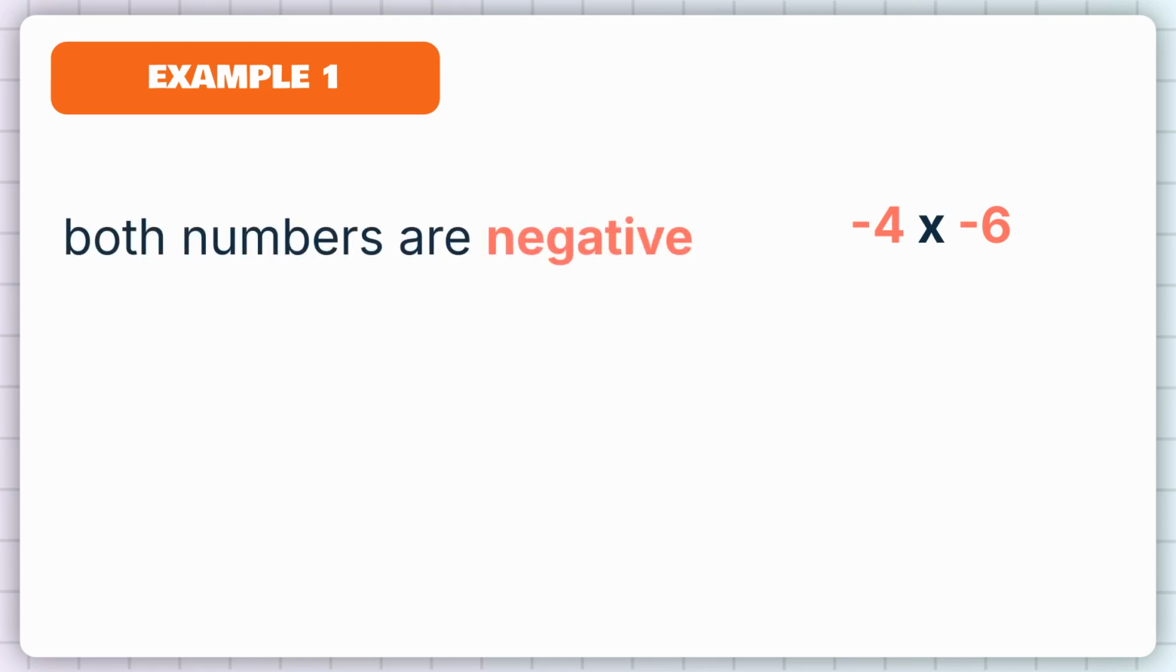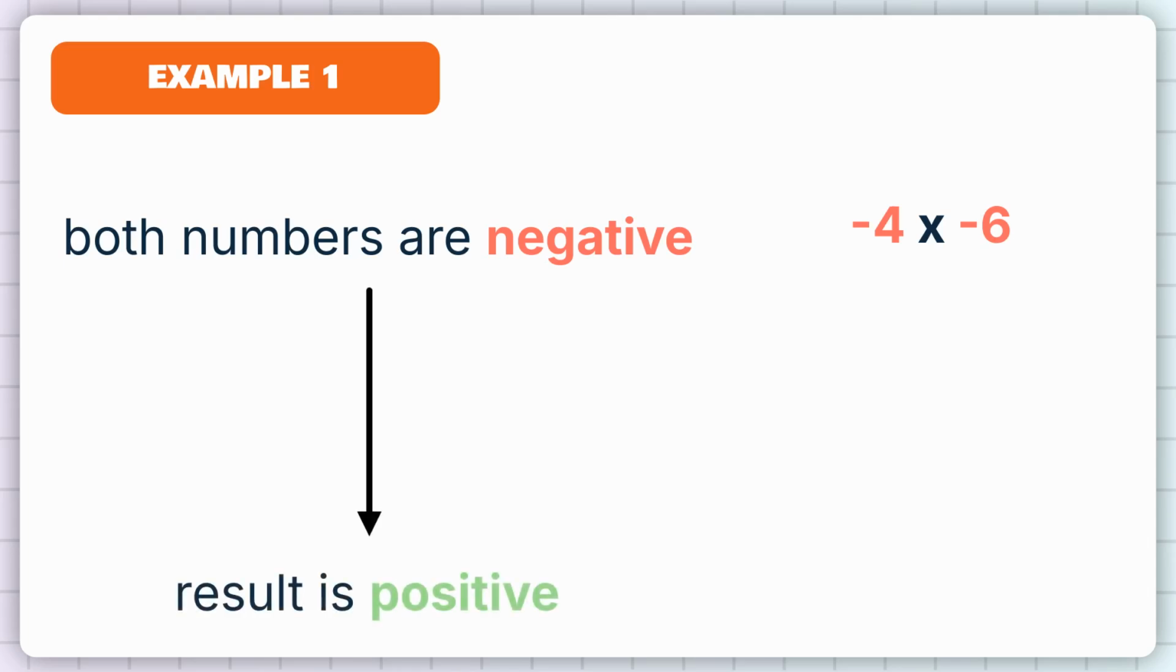Consider the problem -4 times -6. First, identify the signs of the numbers. In this case, both numbers are negative. Next, apply the rule. We know that the product of two negative numbers is a positive number. We can multiply the absolute values. 4 times 6 equals 24. Now determine the final sign. Since both numbers were negative, the result is positive. So -4 times -6 equals 24.